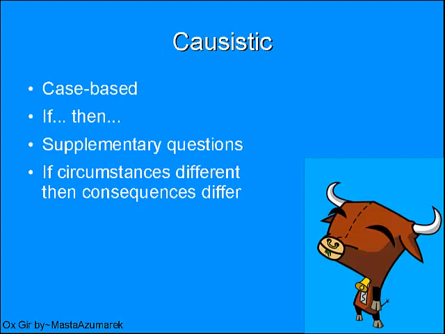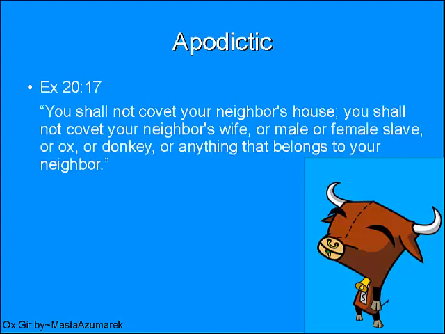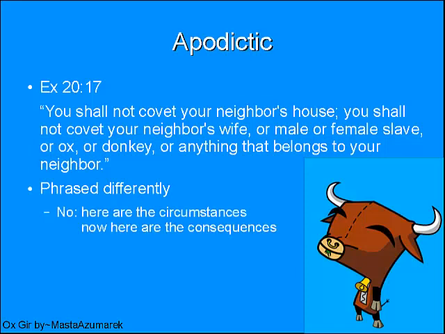On the other hand, if we look in the chapter before at the bit about oxen, I've got a thing about oxen today. There in the Ten Commandments, in chapter 20, verse 17, we read, you shall not covet your neighbor's house, you shall not covet your neighbor's wife, or male or female slave, or ox, or donkey, or anything that belongs to your neighbor. That one's phrased differently. No, here are the circumstances. Now, here are the consequences. And it's not appropriate to ask supplementary questions about this one.